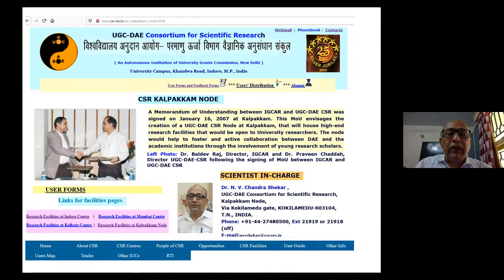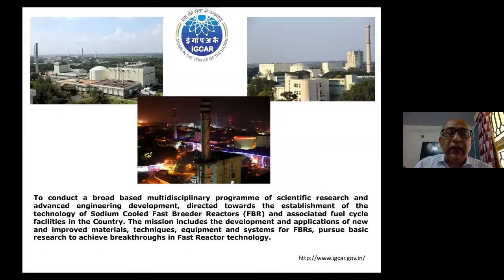So let me give briefly the main mission of Indira Gandhi Center for Atomic Research. It is important to understand the mission in order to understand the programs of the node also. So here I am just providing you some pictures from the Indira Gandhi Center for Atomic Research, where these are the pictures of the fast breeder research reactor.